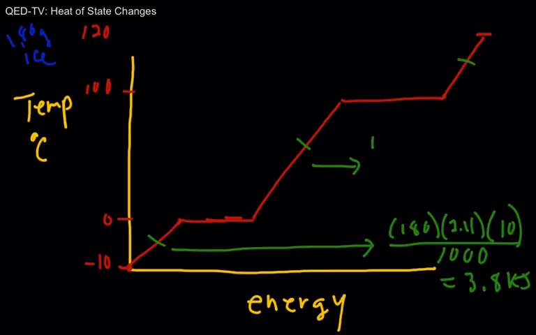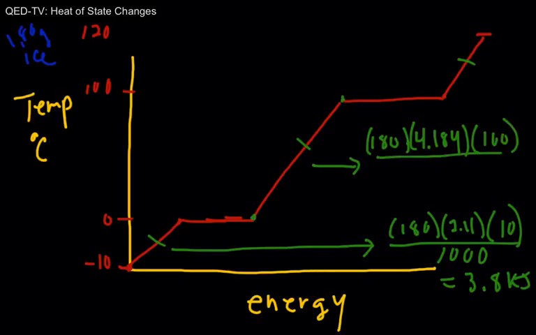So what do we got? We have 180 times, and of course this is the specific heat of water, 4.184. This is water. I better do parentheses. And what's the change in temperature from here to here is 100 degrees. And I'll divide that by 1,000. And if I do that, I'll get around 75.3 kilojoules. So that's how much heat it took to warm the water up.